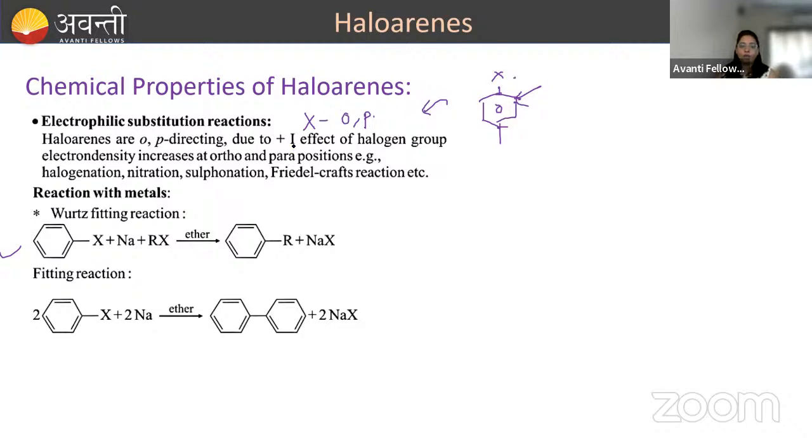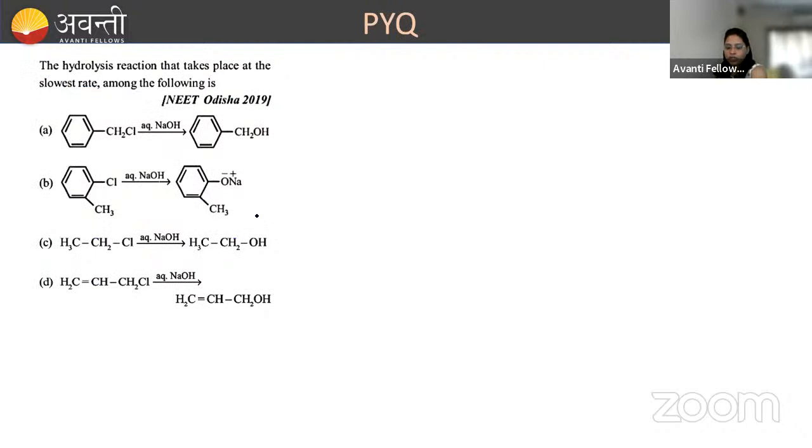ठीक है, कोई डाउट? प्लस इफेक्ट होता है उनका, प्लस आई इफेक्ट. ठीक है, हेलोजिनेशन होता है, नाइट्रेशन होता है, सल्फोनेशन होता है, फ्रीडल-क्राफ्ट्स रिएक्शन जैसे होते हैं हमारे बेंजीन पे, उसी तरह से ये सारे रिएक्शन हो सकते हैं. Another reaction is Wurtz-Fittig reaction in which benzyl halide reacts with the alkyl halide to form a bigger molecule of hydrocarbon. Fittig reaction: here two molecules, if we take haloarenes, there will be formation of this type of compound. These are the chemical properties.